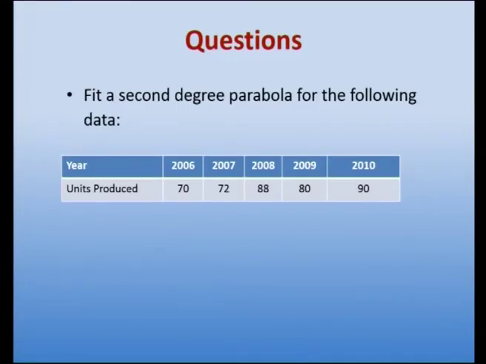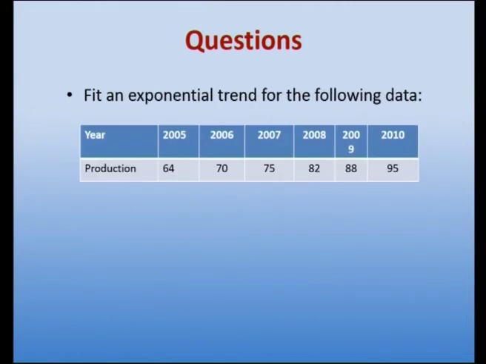Fit a second degree parabola for the following data. The year starting from 2006 to 2010, whereas the units produced Y values are given as 70, 72, 88, 80 and then 90. Also one more question may be posed: fit an exponential trend for the following data. Year has been given from 2005 to 2010 and the production is given in metric tons, that is 64, 70, 75, 82, 88 and then 95.